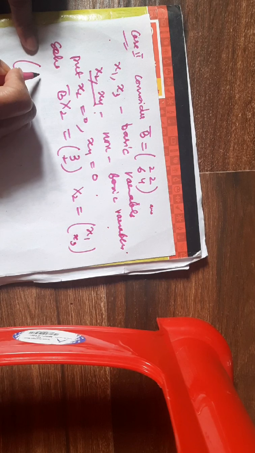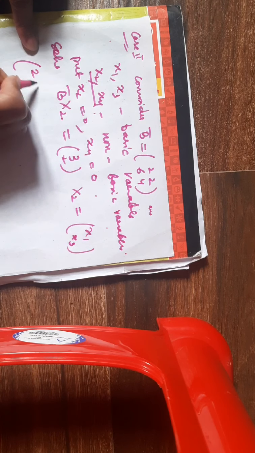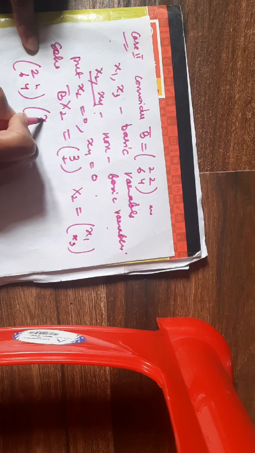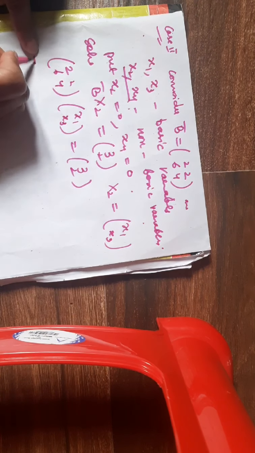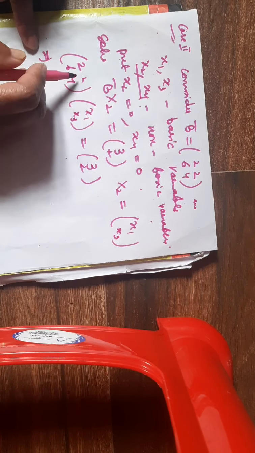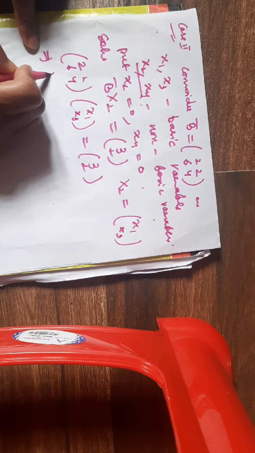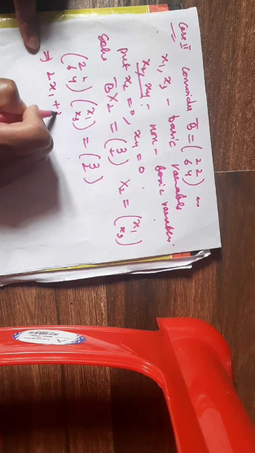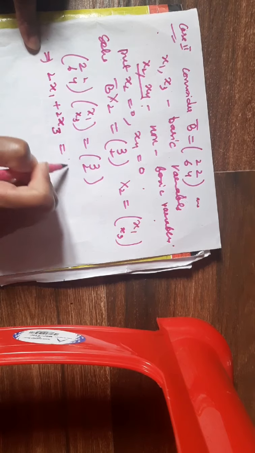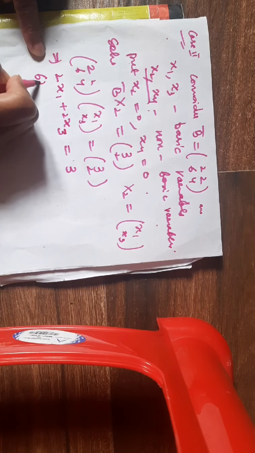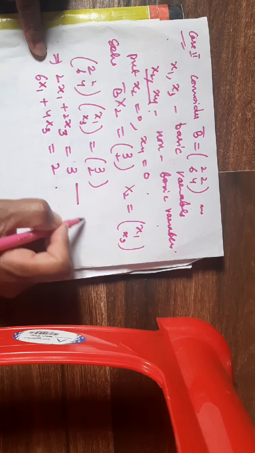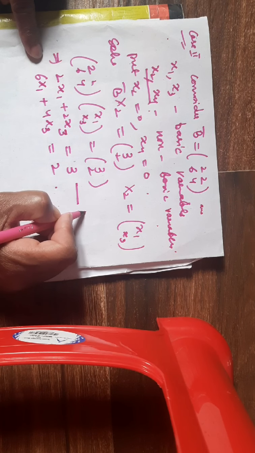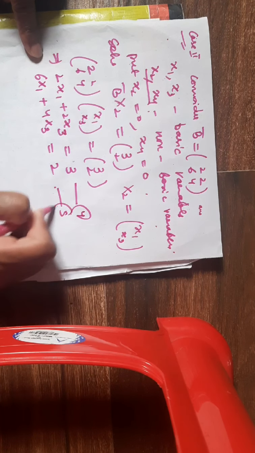So if you solve this one, b bar x2, that is [2, 2; 6, 4] into [x1, x3] equal to [3, 2]. What we are getting from this equation now, you get 2x1 plus 2x3 is equal to 3, and 6x1 plus 4x3 is equal to 2. Name this as equation 4 and this as equation 5.